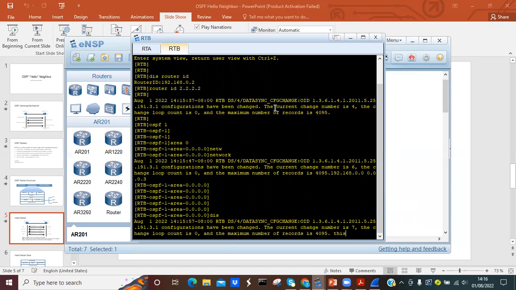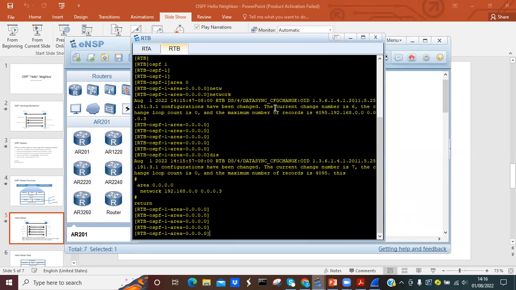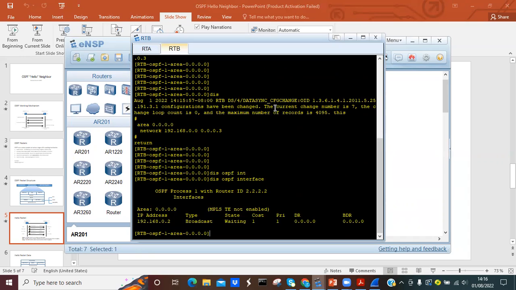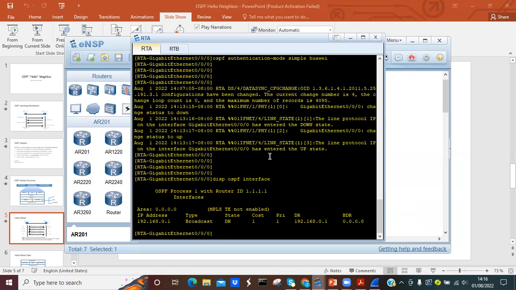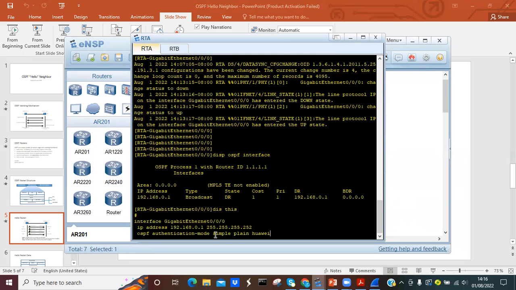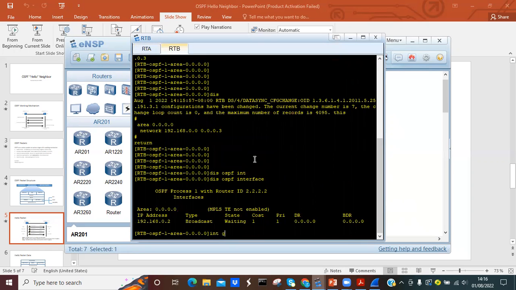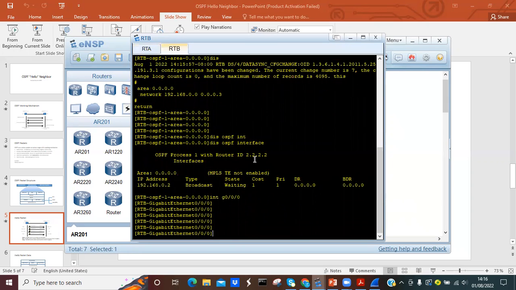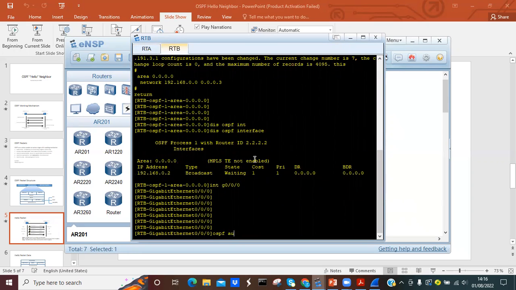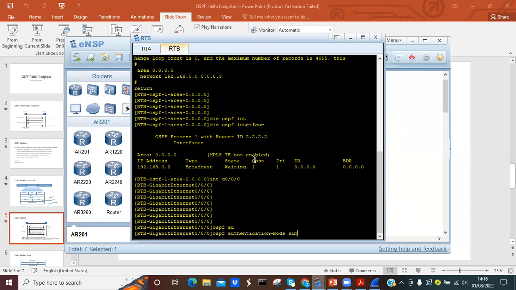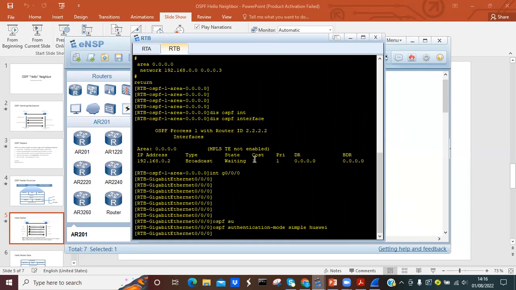Sorry, it's like my computer is hanging. Yeah, so we can display the OSPF interface. I have seen this interface and the state is waiting. So remember we configured a password here. If you display this, on this interface we configured a password. For it to work, it has to be the same on the other side as well. So we come here, interface G0/0/0, and we say OSPF authentication-mode simple Huawei, like that.